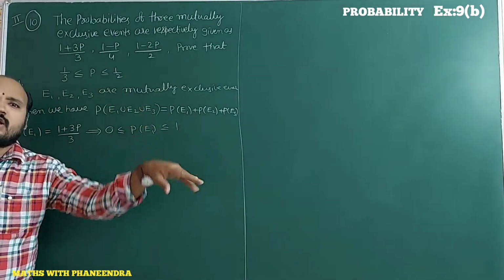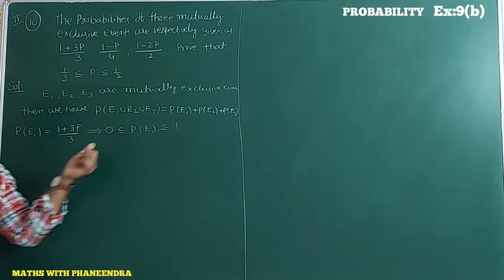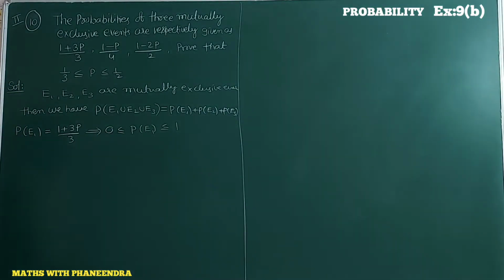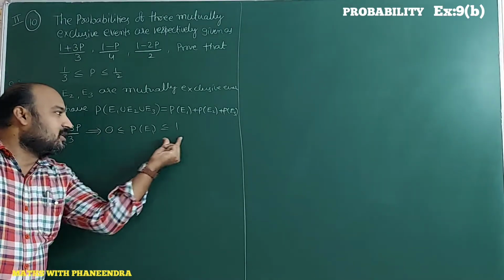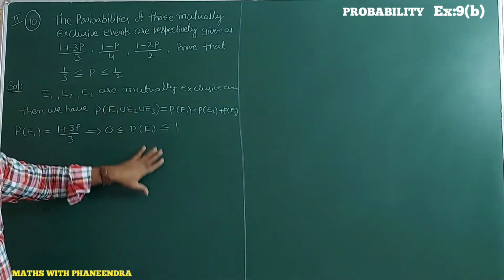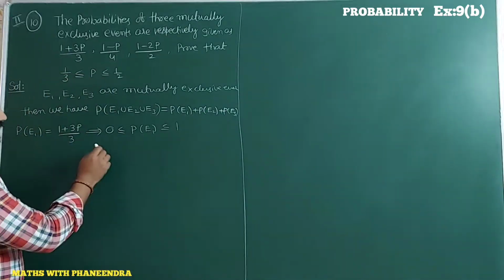It should not be more than 1, and it should not be less than 0. So this is the probability of P of E1. This is the minimum value, this is the maximum value. So in this question we are going to prove the maximum and minimum values.